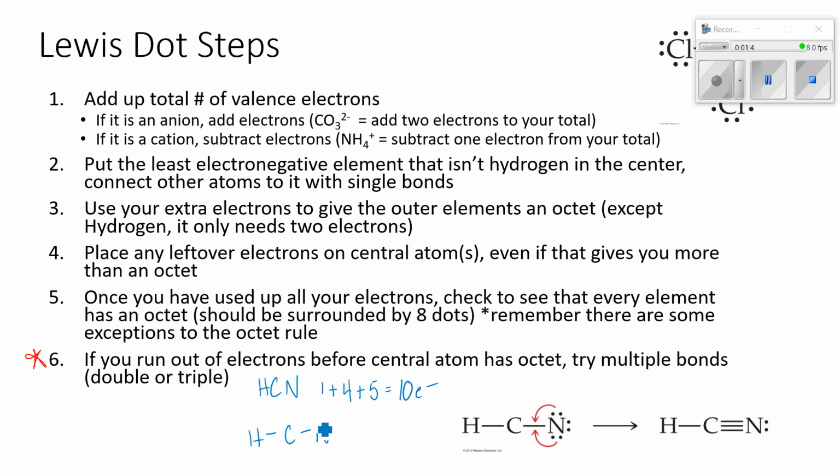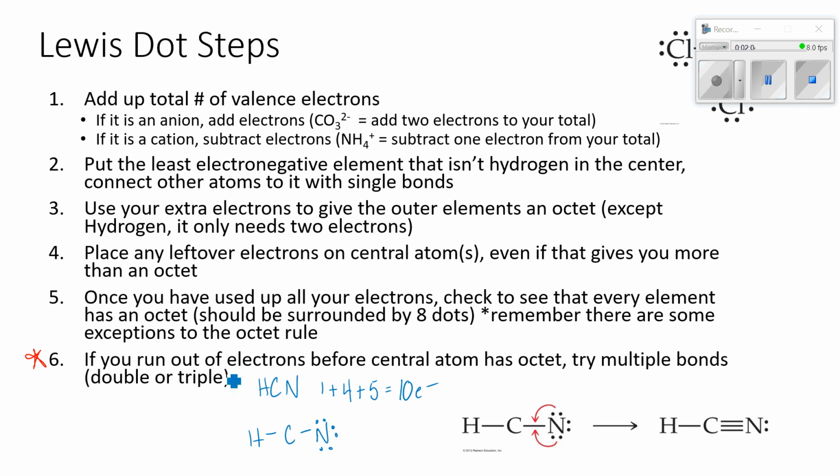You're going to give your outer elements an octet first. Hydrogen's happy with just 2 electrons. It doesn't need an octet. And then put any leftover electrons on the central atom. But in this case, I don't have any leftover electrons. I've already used up all 10 electrons. So this is the kind of situation where I might need a double or triple bond.